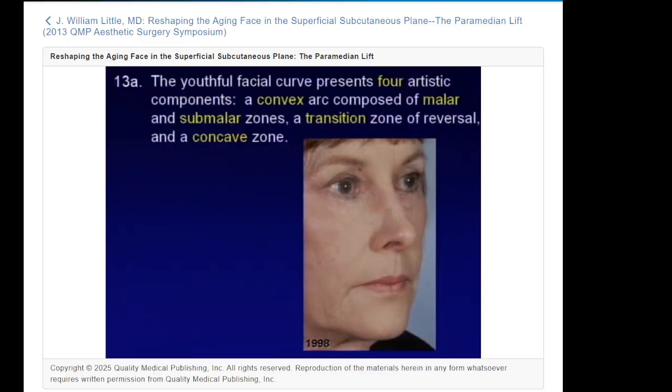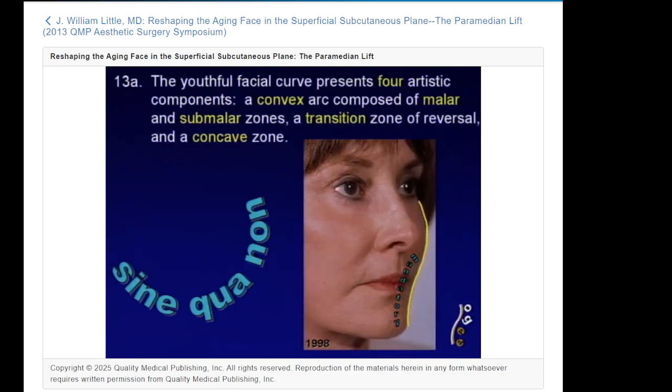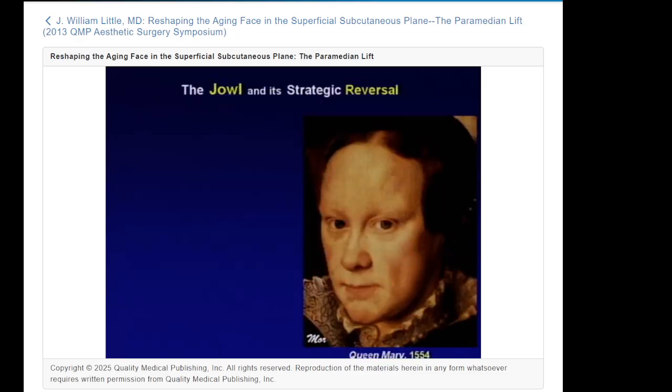But in the lower curve, I lift the jowl on everybody. Once in a while, I reduce it a little bit. That's less than 2%. For me, relief of the jowl is a sine qua non of a successful facelift. Without it, we haven't really done much for the patient. Mary's got a jowl, Queen Mary.